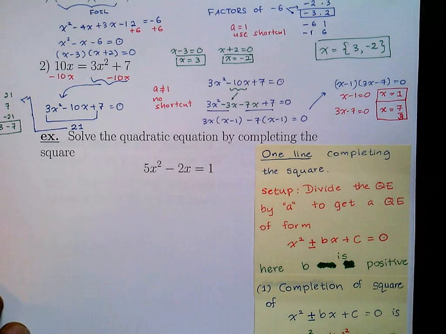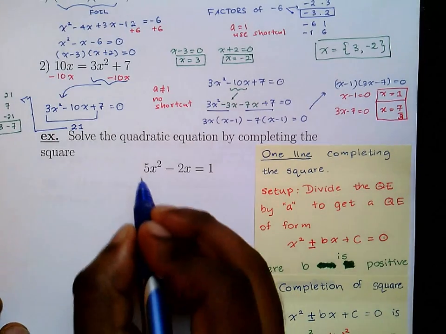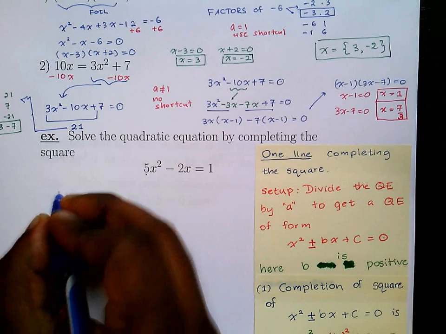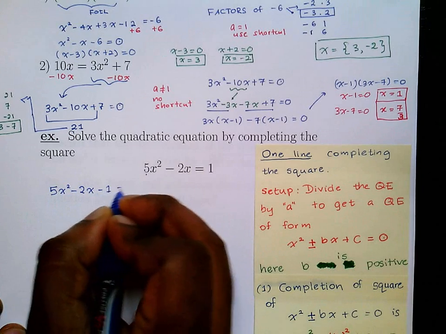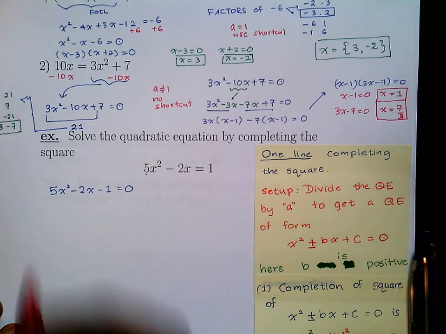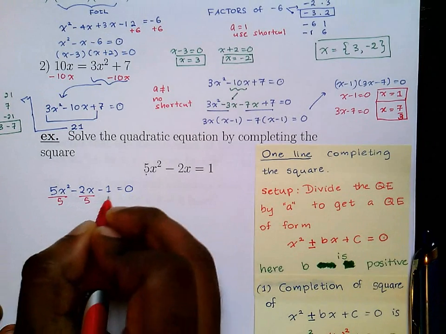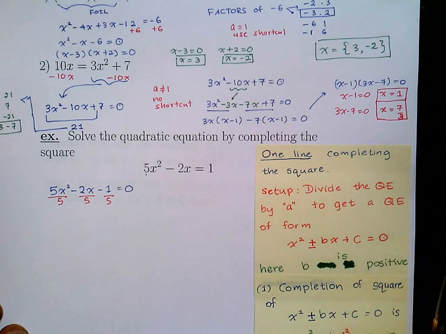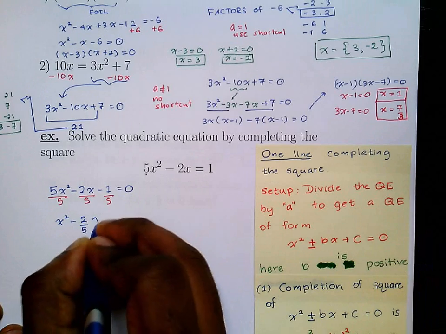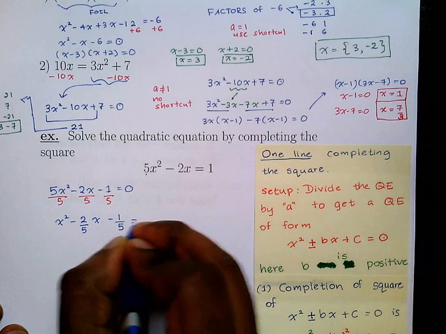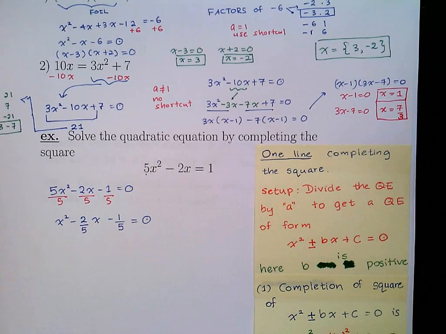Setup is you just bring everything to one side and then divide everything by this. So bring everything to one side: 5x squared minus 2x minus 1 equals 0. Divide everything by 5. That will give you x squared minus 2/5 x minus 1/5 equals 0. Now again, the reason why I do the one-line completion of the square is it's very easy, it's short.